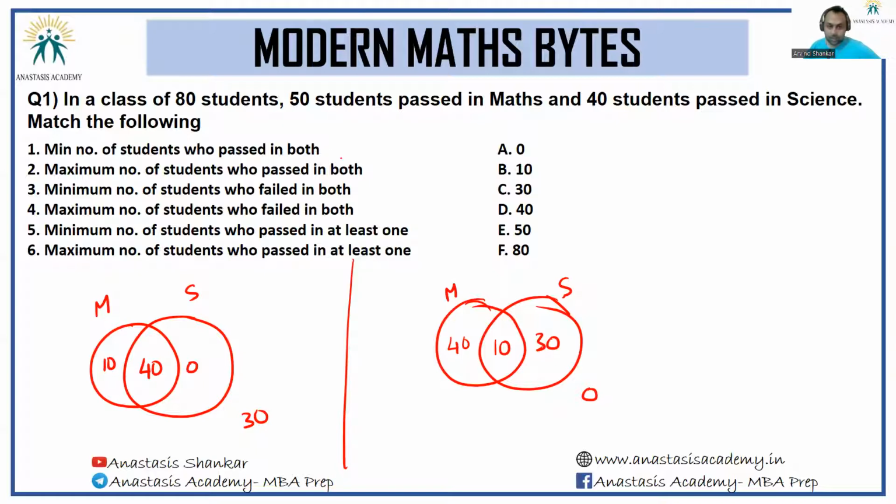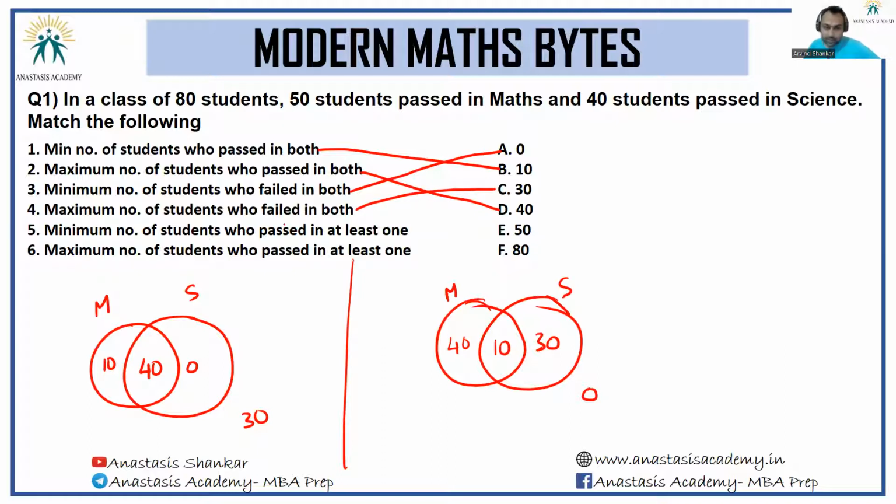Minimum number of students who passed in both has to be 10. Okay. Maximum number of students who passed in both, 40. So it has to be here. Minimum number of students who failed in both is 0. So option A. Maximum number of students who failed in both has to be 30.